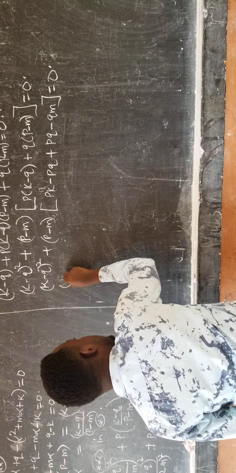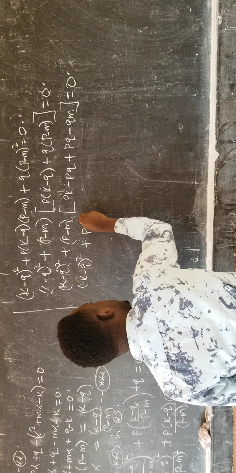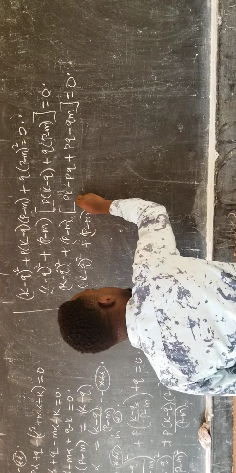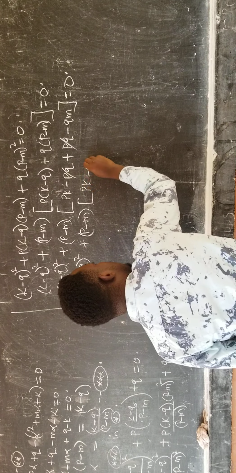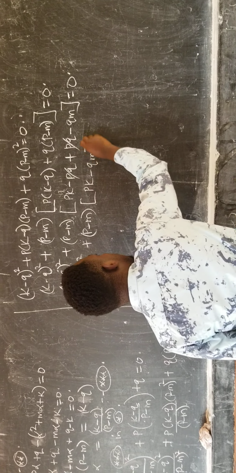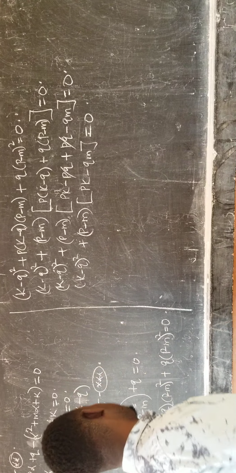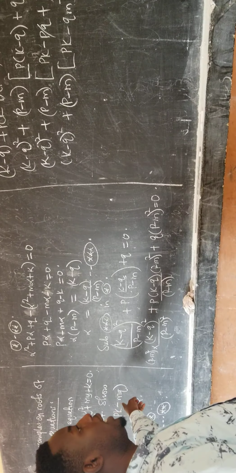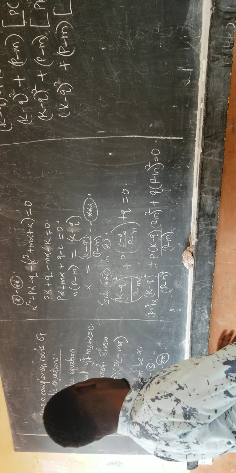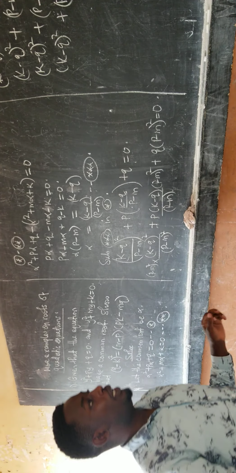So we'll have (k - q) squared plus (p - m) into, this one dies, we'll have (pk - q minus qm). This one is equal to 0. Remember where we are going, we need pk minus mq or qm. Then we also have m minus p.